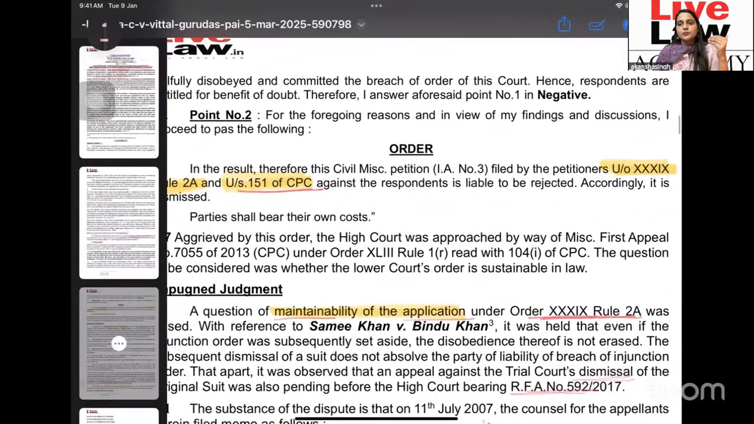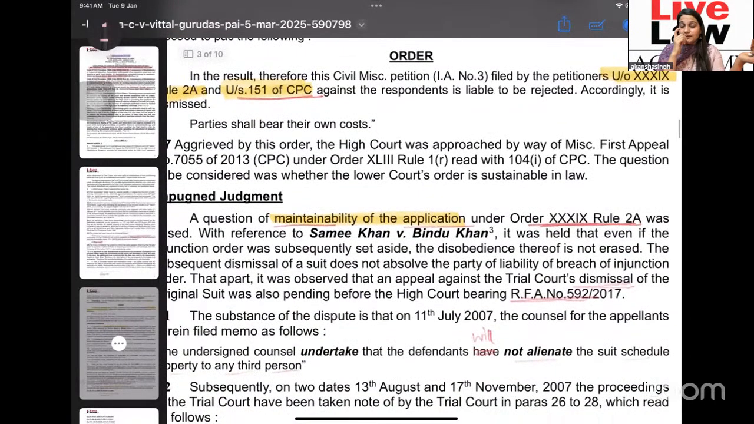कौन से relevant provision है, order 39(2)A हम पढ़ चुके हैं, and हमारे पास section 151 CPC है. What is section 151 CPC? Yes, take a second and then let me know in the comment section. Yes, section 151 of CPC, very important.